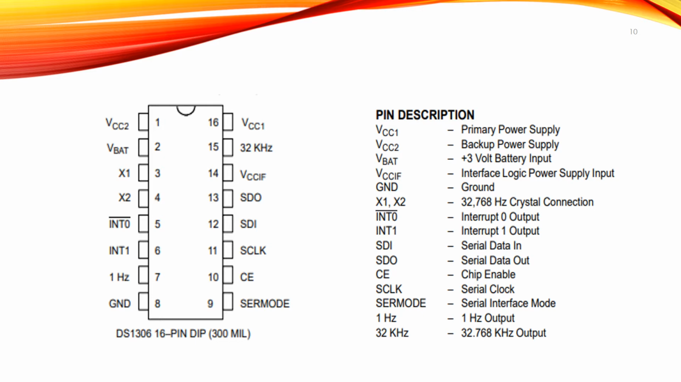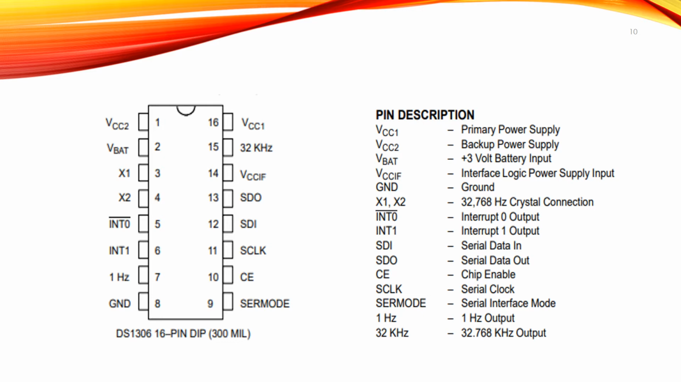Then the VBAT pin, that is pin number 2. This can be connected to an external plus 3 volt lithium battery, thereby providing the power source to the chip externally as backup supply voltage. We must connect this pin to ground if it is not used.